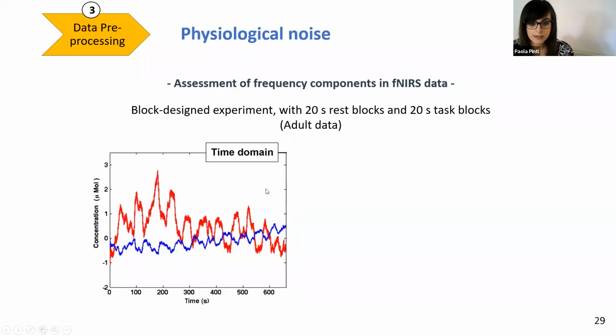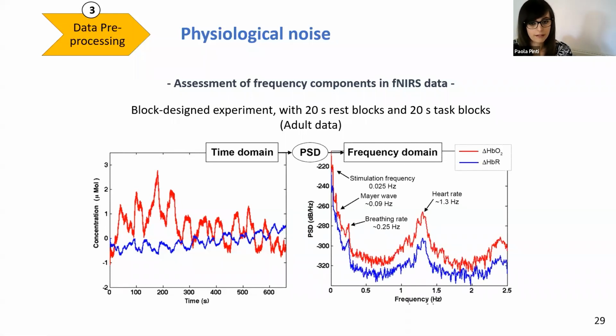If we convert our signal from the time domain to the frequency domain, for example, using Fourier transform or computing the power spectral density, we can assess the main physiological components that we should be seeing in our fNIRS signal. It's usually very clear to see the heart rate peak, which is around 1.5 hertz for adults, while for infants and toddlers it is a little bit higher, around 2.5 hertz. We can see our breathing rate, our Mayer waves, but also our stimulation frequency, so the hemodynamic response component related to our task.